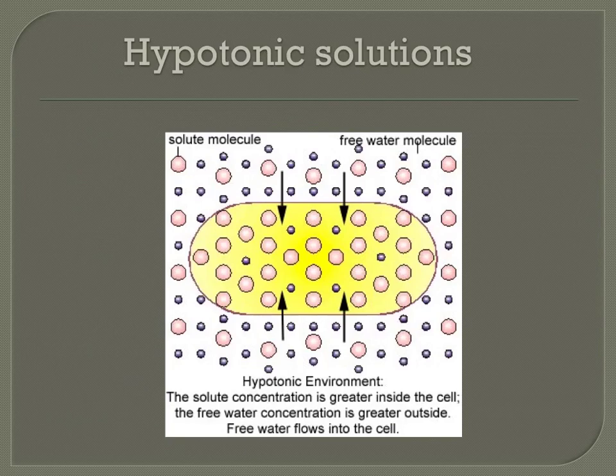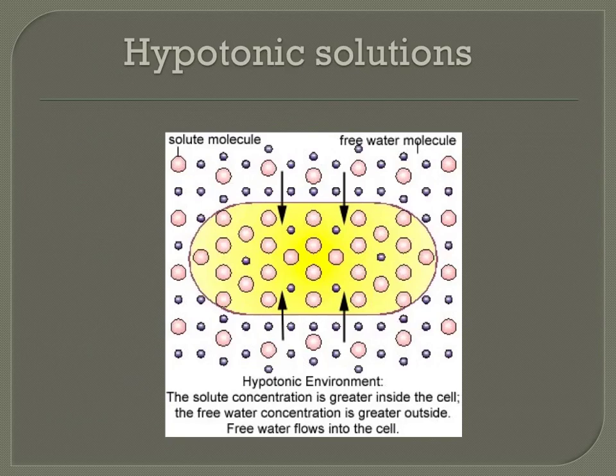Hypotonic solutions have a higher percentage of water on the outside of the cell than the inside, and the same principles hold true as we described in hypertonic solutions. Water will move from high concentration to low concentration. The end result, as illustrated in the picture, is that water will move into the cell, causing it to swell in size.